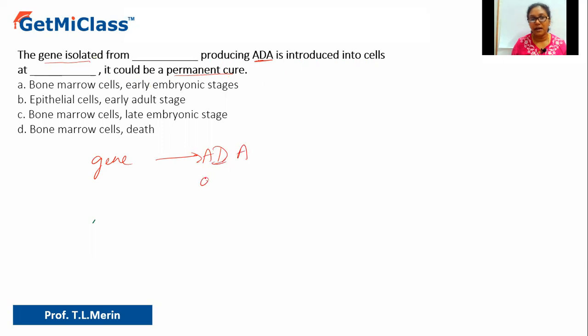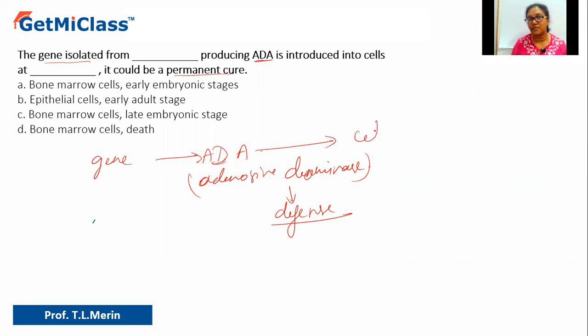So what is ADA? Adenosine deaminase. It is a type of enzyme. So this ADA gene will code for the enzyme that is ADA, and this enzyme is necessary for defense mechanism. Now, this gene, which is coding for ADA enzyme, can be introduced into cells.